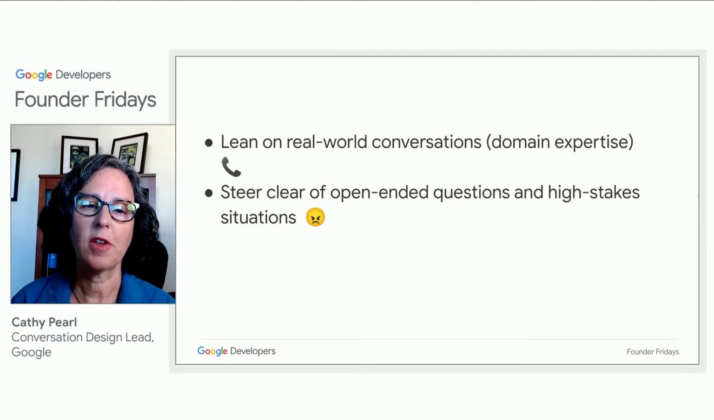In the beginning, especially, steer clear of open ended questions in high stakes situations. An example of an open ended question is, how can I help you? That seems like a really standard thing for a chatbot to ask, right? But it usually can have users run into a lot of trouble because it doesn't really tell them anything about what your chatbot can do. So they don't know what they can say or what they can't say. So it's better to have directed questions that are a little more specific in those situations.